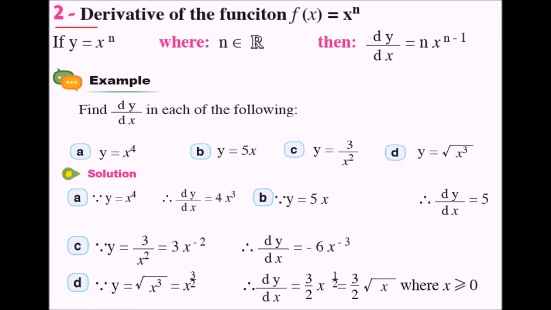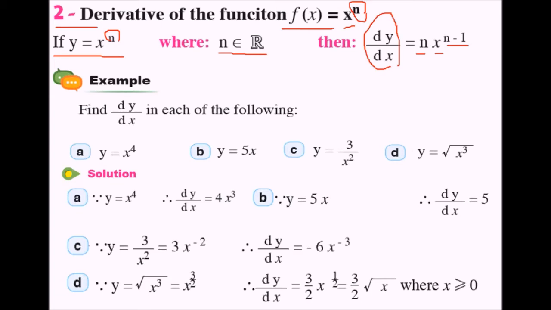2. Derivative of the function f of x is equal x to the power of n. If y is equal x to the power of n, where n belongs to R, then dy by dx is equal n x to the power of n minus 1.